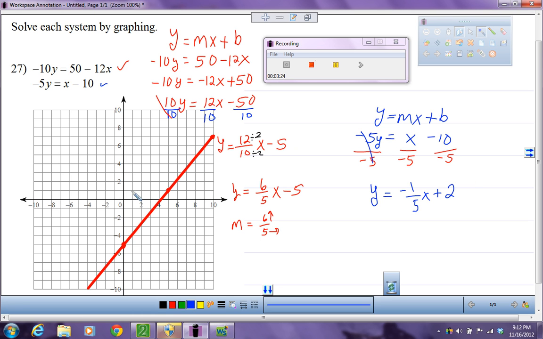In this case we have 2, that's our starting point. And our slope is negative 1 for the y, and positive 5 for the x, so that's 1 down and 5 to the right. And I can see right there is going to be my point of intersection. And connect my dots.